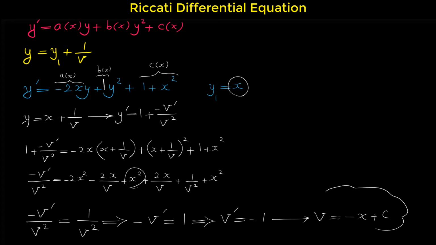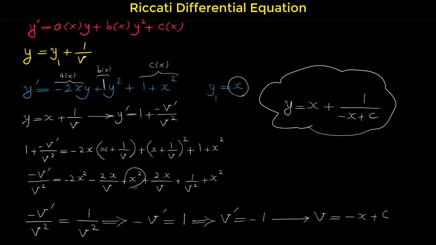And this is v. Now from here, we have to find y. Don't forget y is x plus 1 over v. So y equals x plus 1 over -x plus c. And this is the general solution of this Riccati equation. Now let me show you another example.